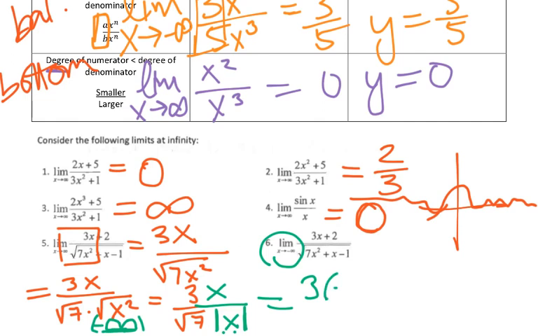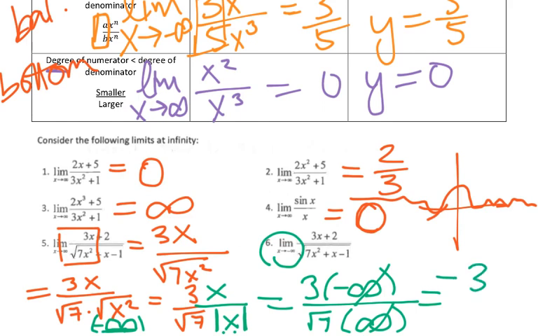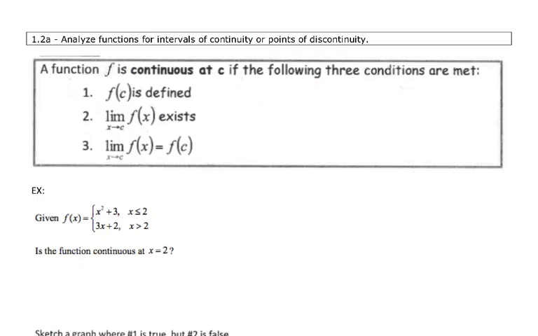So then think about plugging in infinity. You'd have 3 times negative infinity in the numerator, and in the denominator you have the square root of 7 times positive infinity. Our infinities are going to cancel, but that leaves us with negative 3 in the numerator this time, divided by the square root of 7. So our limit is negative 3 divided by the square root of 7. Okay, that's limits at infinity.